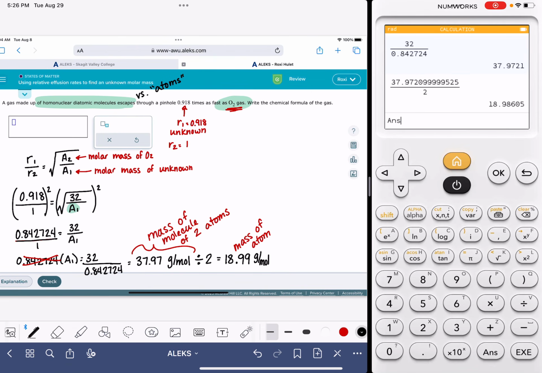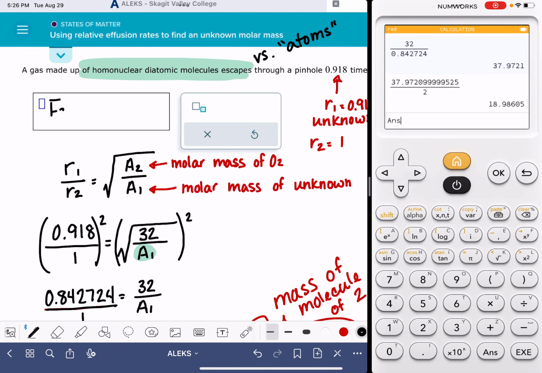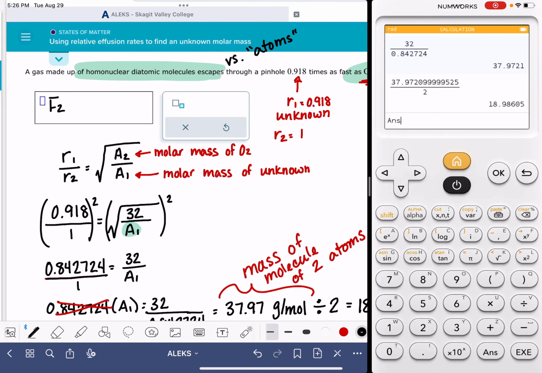I have the fluorine atom, but again, I've got 2 of those in my molecule. So I have the F2 molecule, and the formula of the gas that I have is F2. ALEKS does not need you to write the state, doesn't want you to write the gas symbol in parentheses.